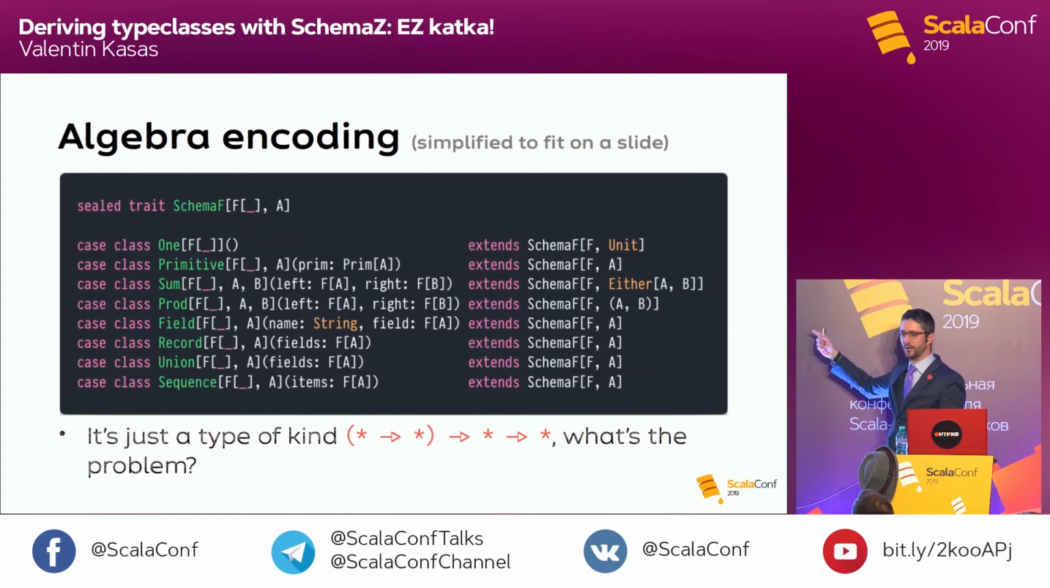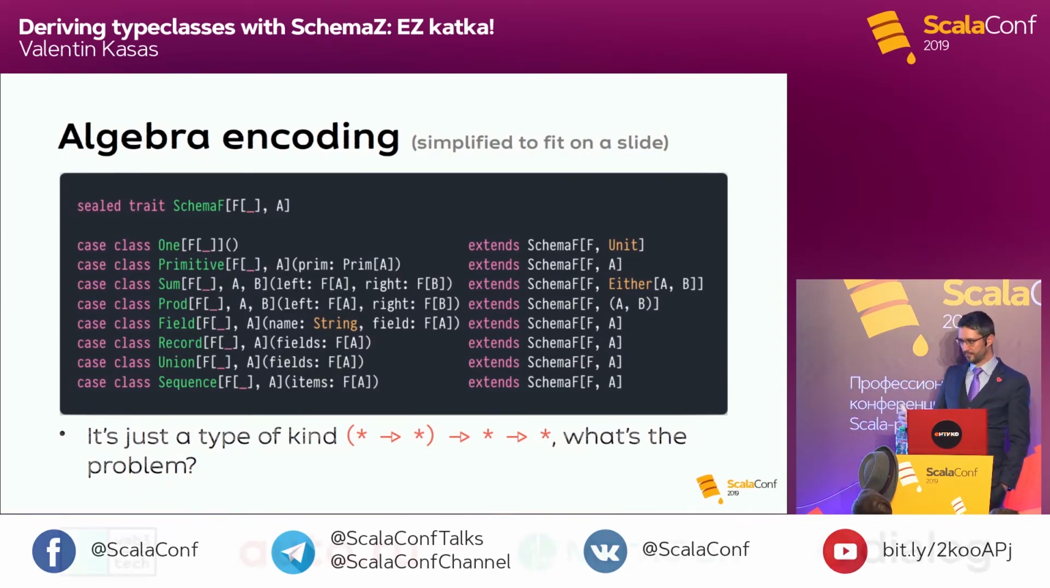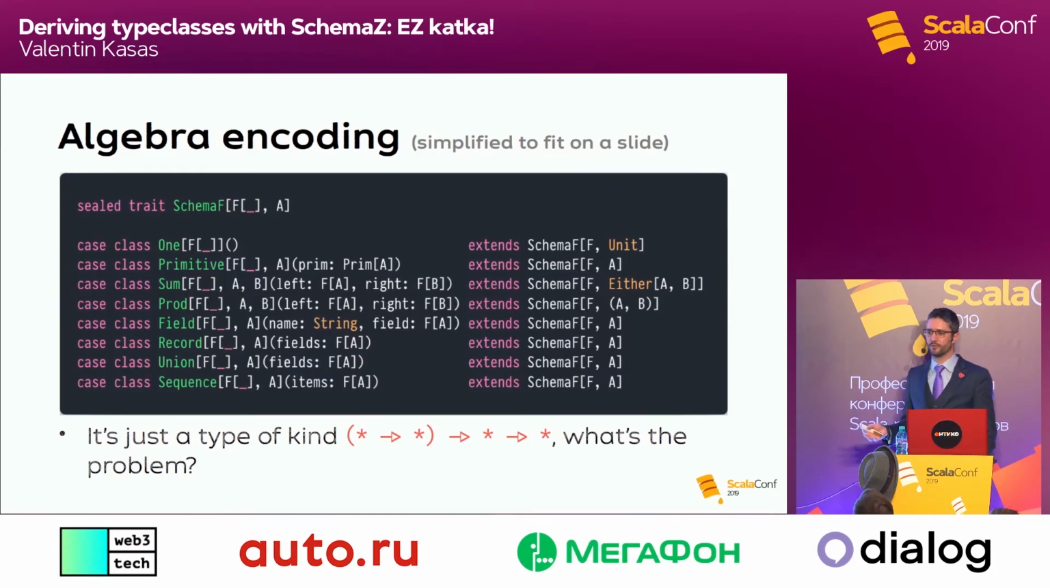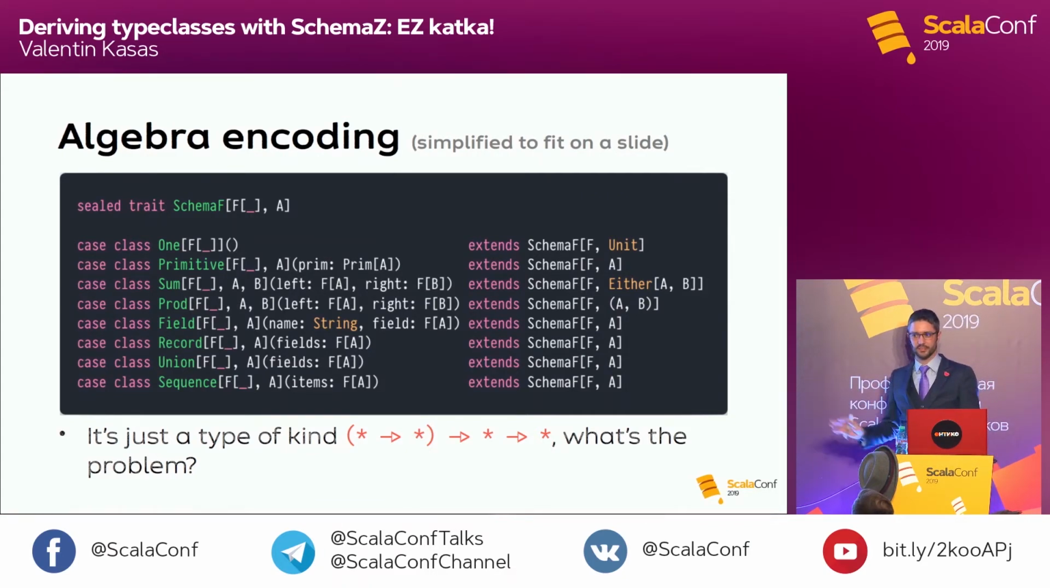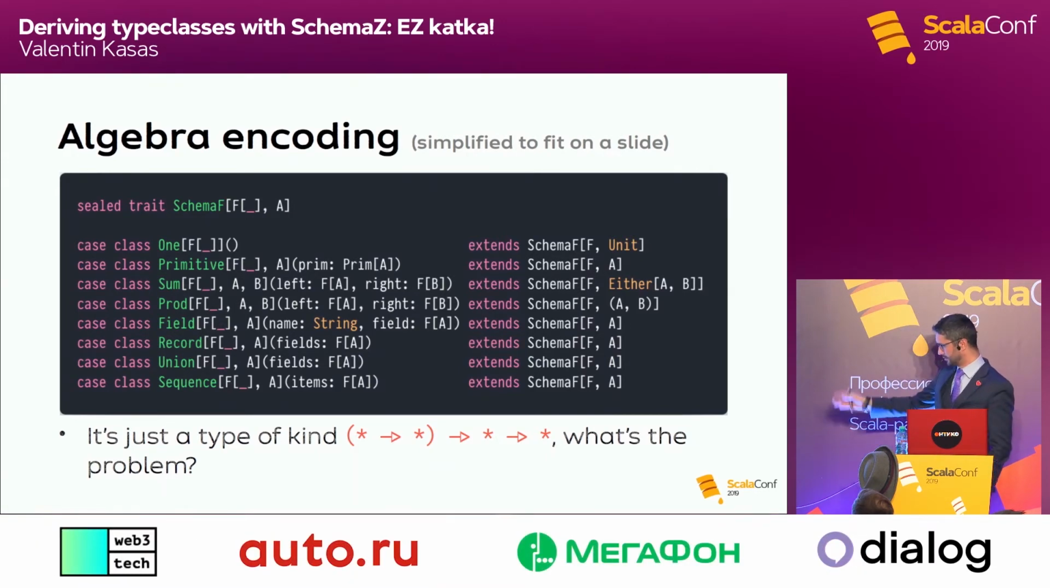I have a schema for the unit type. I also have a way to define schema for primitive types. And SchemaZ allows you to abstract over your own set of primitive types. So we don't decide what the primitive types are, you decide. And then the basic constructors. We have a constructor for the sums, the products, fields, and branches that I forgot on this slide, records and unions that are just the representation of your case classes and sealed traits, and also a constructor for sequences, like list or whatever.